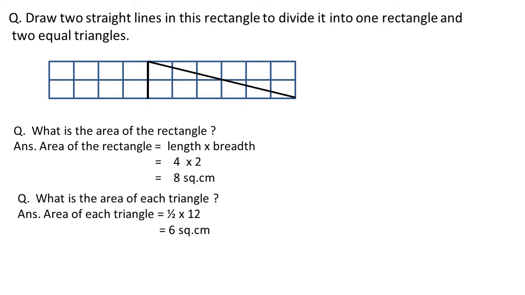So half into 12 is equal to 6 square centimeter, because this line divides this big rectangle into two equal triangles. So half of 12 is equal to 6 square centimeter. So area of each triangle is 6 square centimeter.